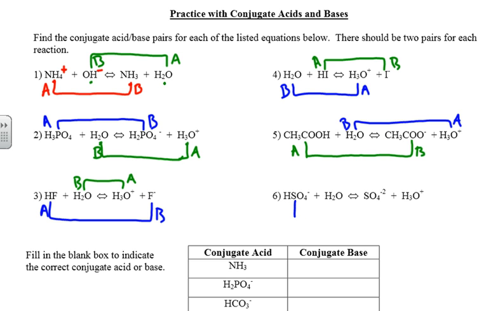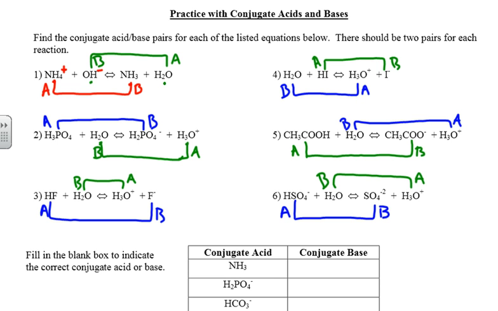One more: HSO4- is related to SO4 2- by one hydrogen. The HSO4- has the extra hydrogen, so it's considered to be the acid. The sulfate ion, then, is considered to be the base, the conjugate base. H2O and H3O+: the hydronium with the extra hydrogen is the acid, and the water is the base.